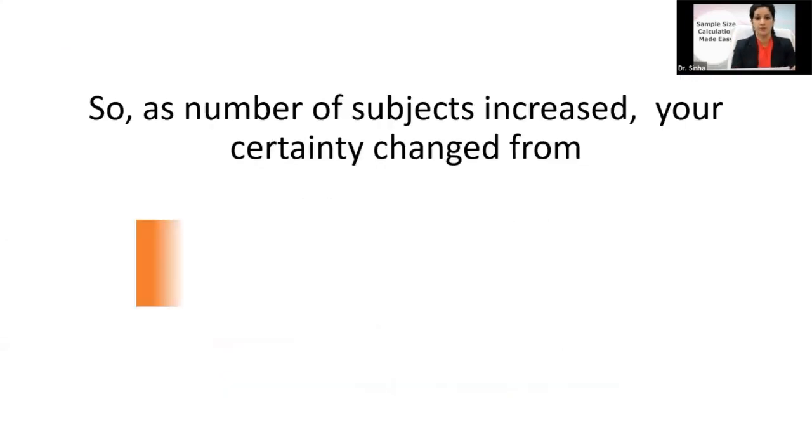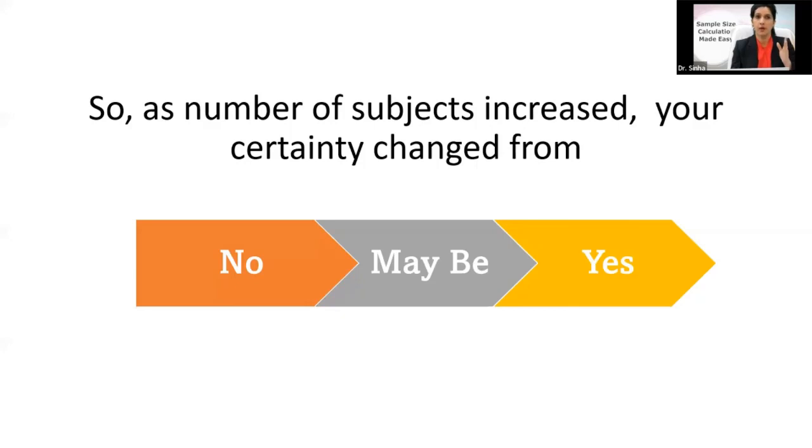So in all these examples, you have seen the certainty move from no, to maybe, and then yes. As we increase the sample size, the level of certainty with which we can speak about the population mean, or the population parameter, increases. That is the importance of sample size calculation, because the ultimate aim of research is to convey something about a population parameter, and the population parameter is not known.